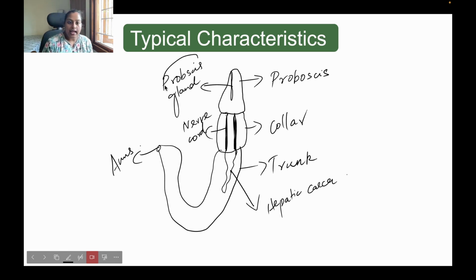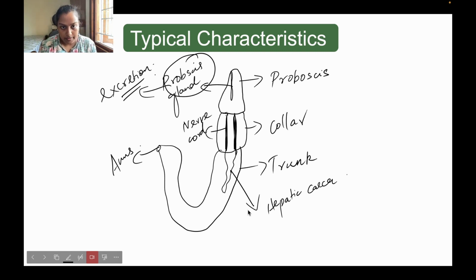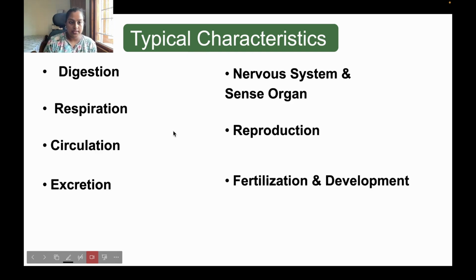So this proboscis gland in the proboscis region will help in excretion, will undergo the excretion process and excrete it through the anus, right? Yeah. And hepatic caeca is analogous to the liver, the vertebrate liver. So this is the diagram. So this is how a Balanoglossus will look, right? Balanoglossus and Saccoglossus are the examples. Both of them will pretty much look like this. I'll show you the pictures. So if you know the idea and then you see, it will be easy for you to understand.